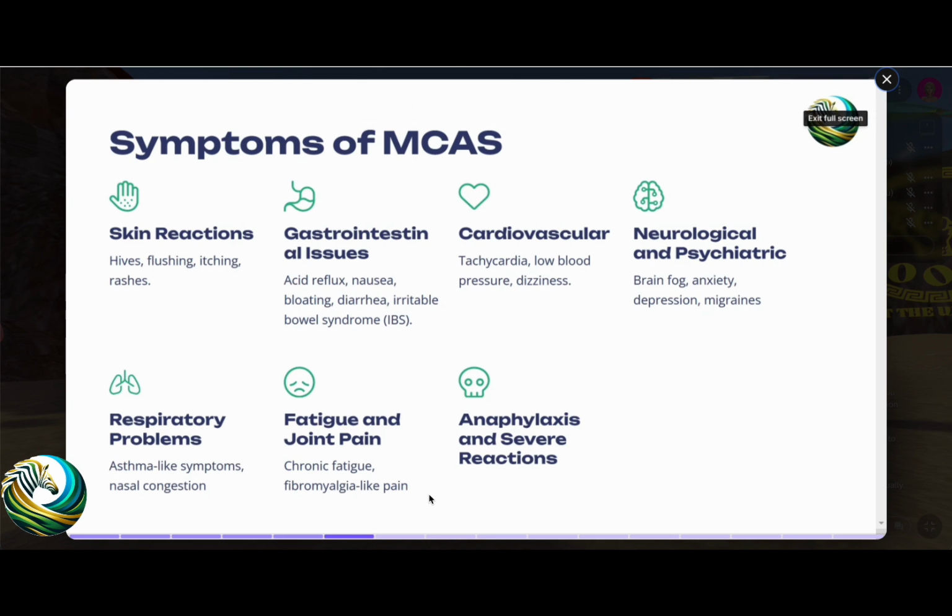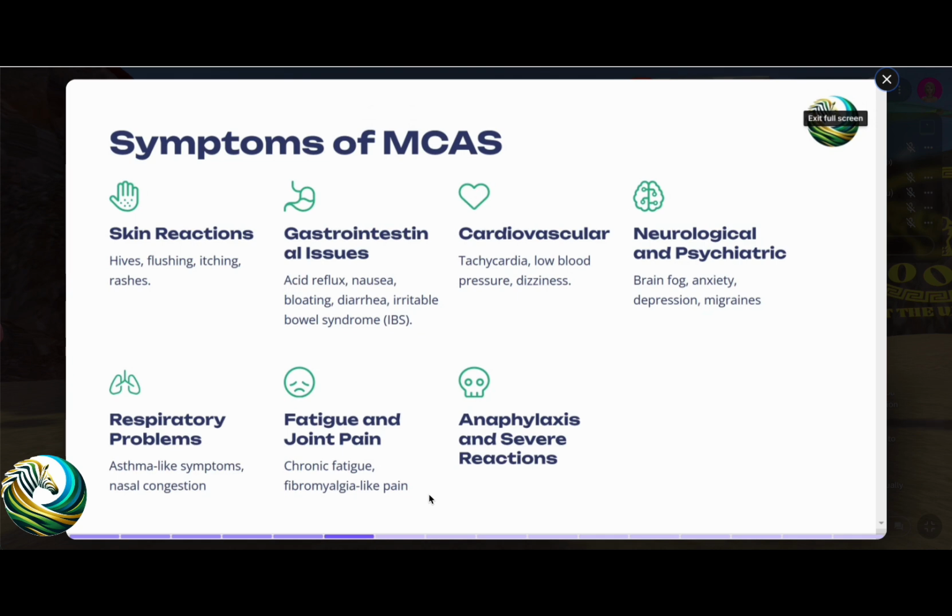I think when you think about the symptoms, the major thing to understand is that it's multisystemic. It comes from the digestive system, it comes from the neurological system, it comes from the cardiovascular, and it comes from the respiratory system. So most likely when you start to have symptoms from different systems in the body, you can guess that your mast cells are flared.